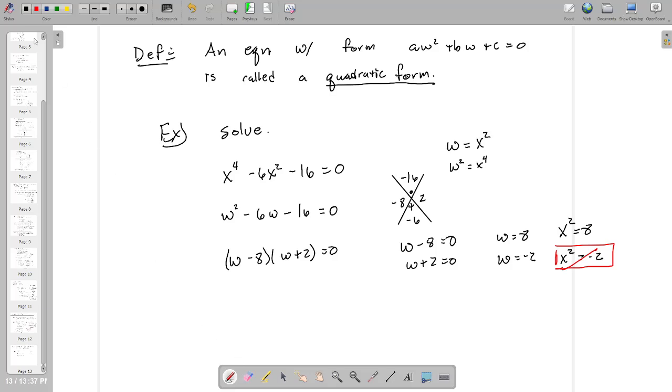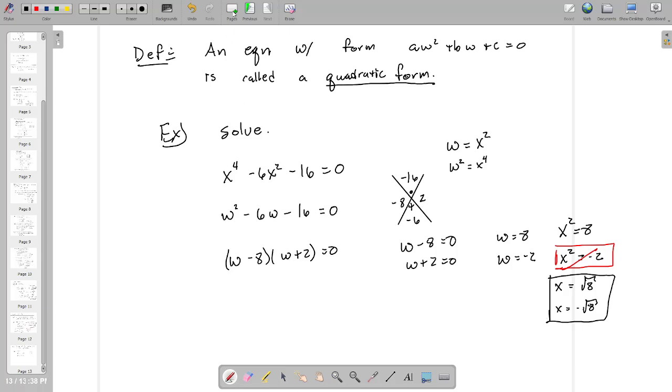because it's impossible. Now the first one, we can just take the square root of both sides, and we end up with x is equal to either the square root of 8 or x is equal to negative square root of 8. And these will be my two solutions to this equation.